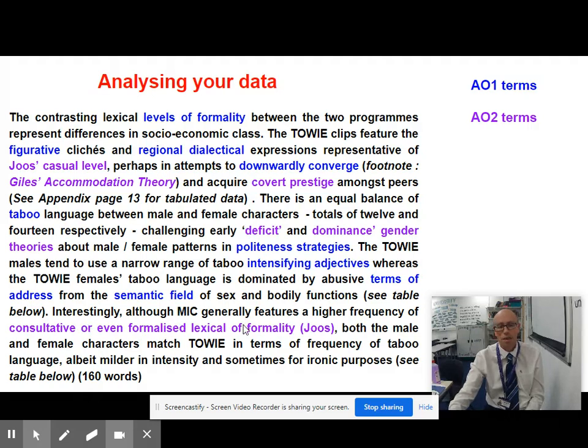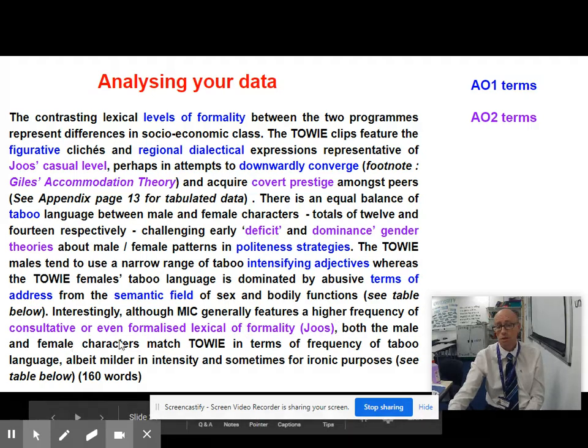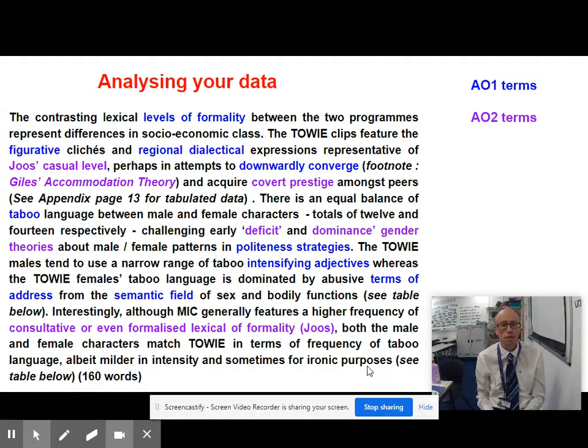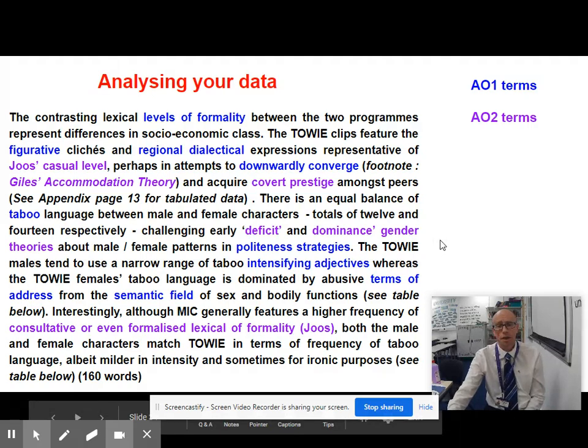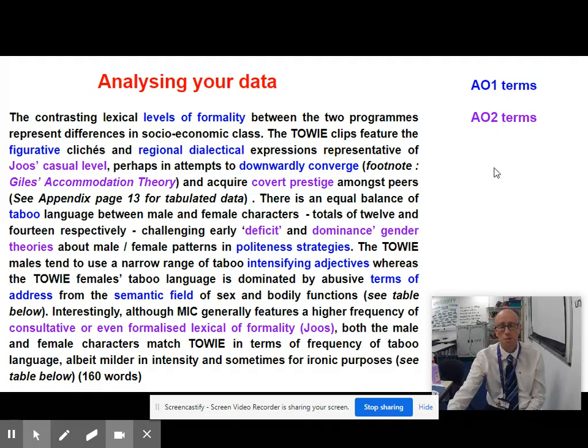So interestingly, although Made in Chelsea generally features a higher frequency of consultative or even formalized lexical formality, both the male and female characters match TOWIE in terms of frequency of taboo language, albeit milder in intensity and sometimes for ironic purposes. So what this is doing is it's saying, look, there is some swearing that's going on, but there's some quite deep kind of analysis going on into the kinds of swearing that's happening. It doesn't just have a table saying swear words and giving a list of them, but it's trying to kind of open the box and look at the different sorts of swear words that are happening. All in all, this is a really strong piece of analysis. It's a student who seems to be in control of the linguistic terms and is making really good passing references to AO2 theory and concepts.